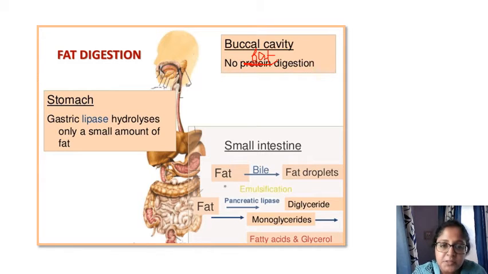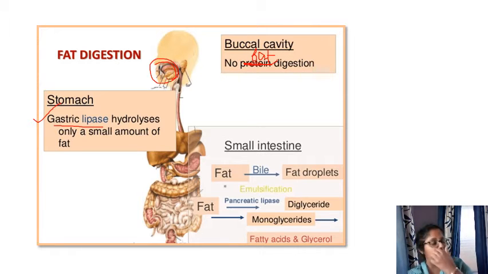So in the mouth there is no fat digestion. In the buccal cavity, there is no fat digestion. So straight away it moves through the pharynx to the esophagus. It moves into the stomach. In stomach, we have gastric lipases, but gastric lipase also doesn't have a great function on this fat. So what happens? They only denature some of the fat. So a small amount, like carbohydrate, they just hydrolyze some amount of fat.